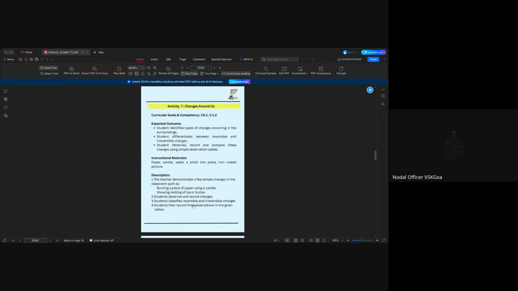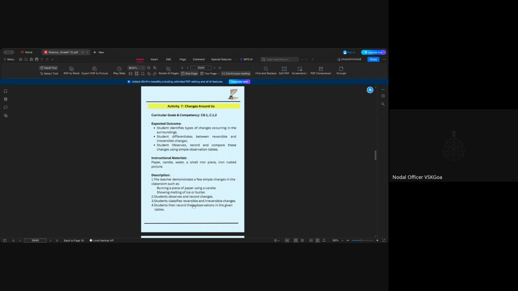Now comes another activity, that is activity 7, which talks about changes around us. Again, it caters to CG1. Along with that, it caters to CG6 and CG7. In CG6, it caters to competency 6.2. And in CG7, it caters to competency 7.1. And as mentioned, in CG1, it caters to competency 1.2, where it identifies and differentiates types of changes.